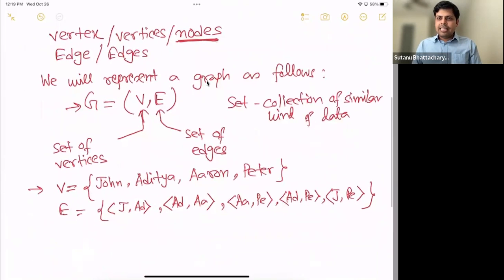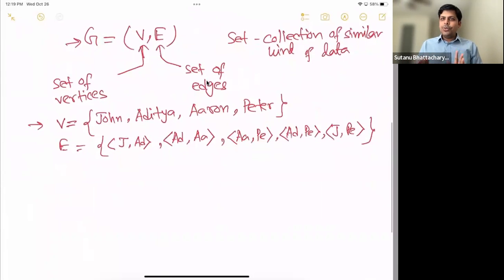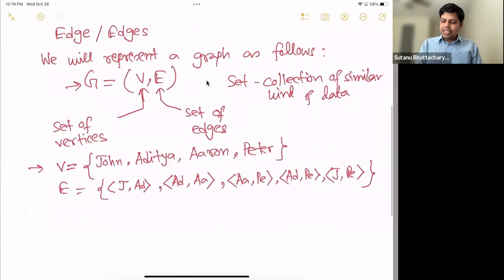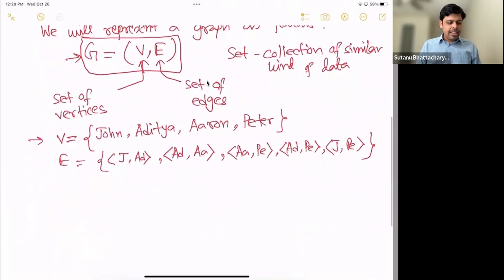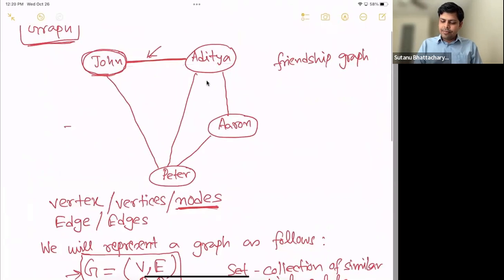So a graph is nothing but a collection of vertices or nodes and a collection of edges. That's all. So you need to know this basic thing. We will represent any graph using these 2 terms, vertices and edges. Now, this is one example of a graph where this edge is saying that John is a friend of Aditya. At the same time, Aditya is a friend of John.